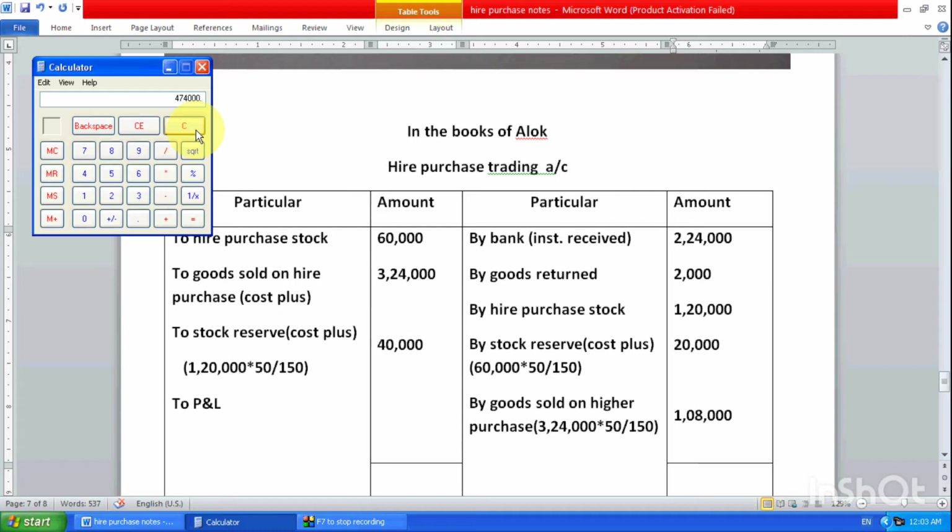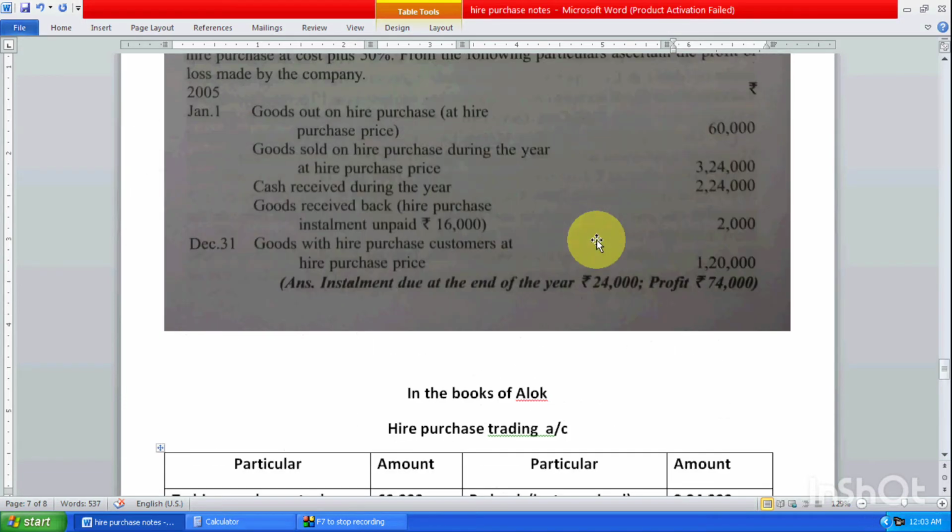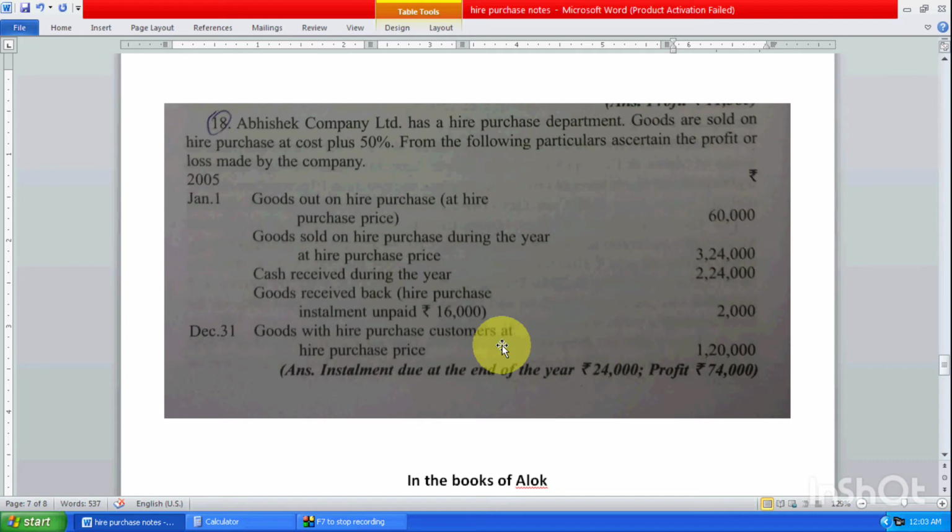Okay, so how much are we getting? It's 4,74,000. Okay, see, because goods with customer, this is 3,24,000 only. So here, installment due at the end of year, how much do we have? Installment due at the end of year is 24,000.